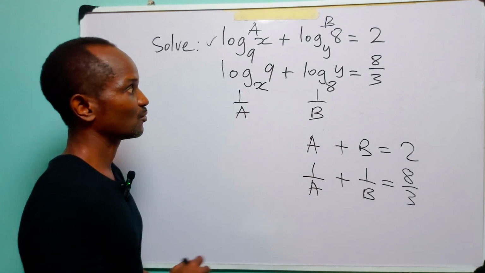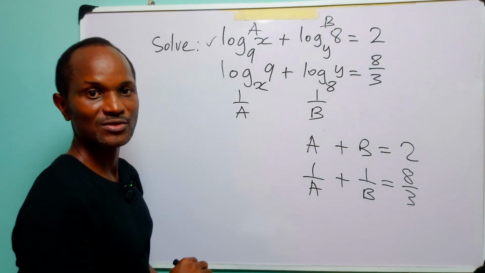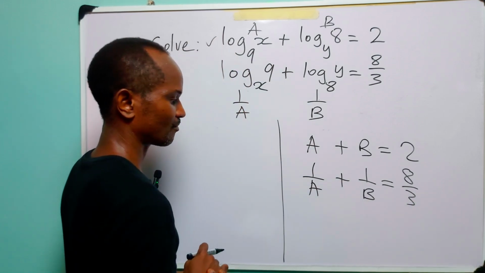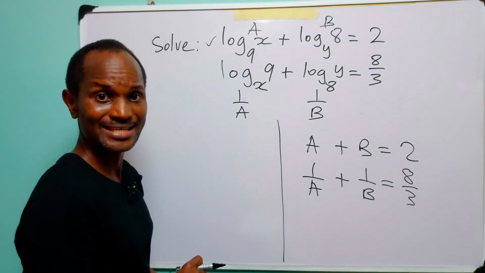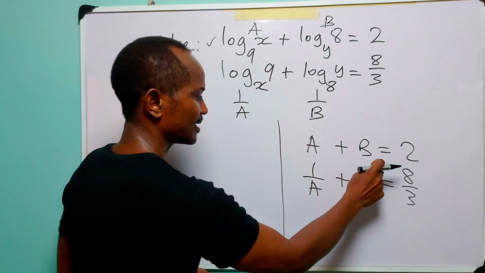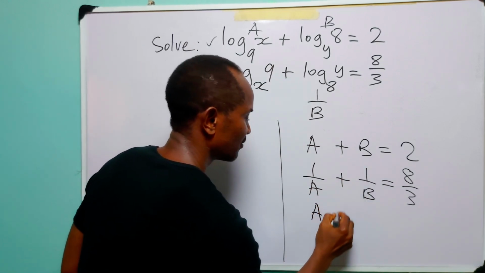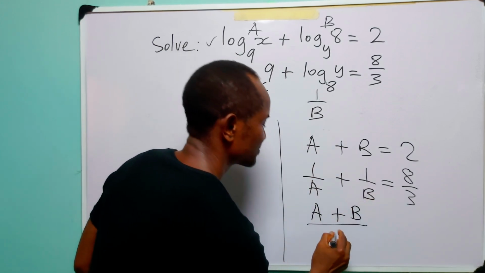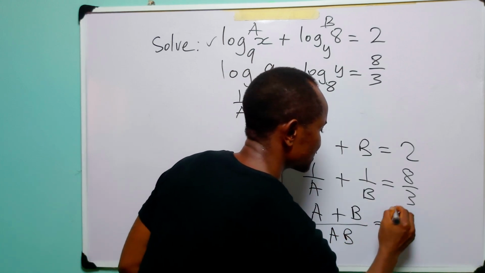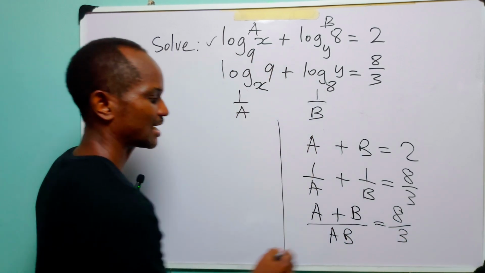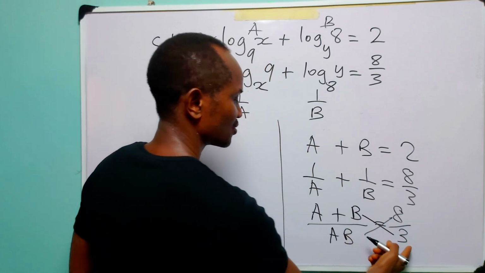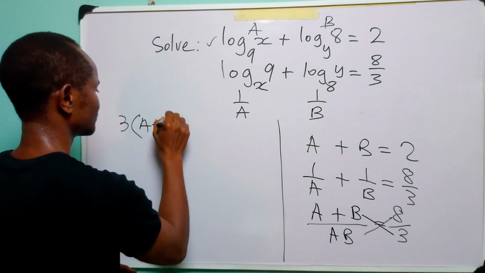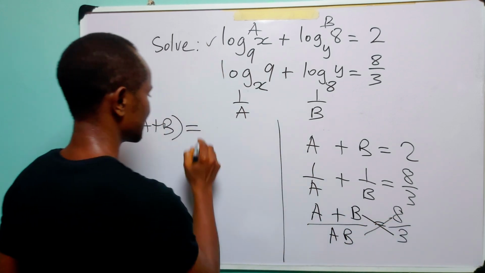Now we can solve these two equations for values of a and b. And then after we do that, we will go back to these substitutions and get values for x and y. Now to solve these two equations, let us start with the second equation. We can combine these two fractions into one single unit. How do we do that? A times 1 is a, plus b times 1 is b. A times b is ab, and this is equal to 8 over 3. Now the next thing we do is to cross multiply. So we have that 3 times a plus b is equal to 8 times ab.